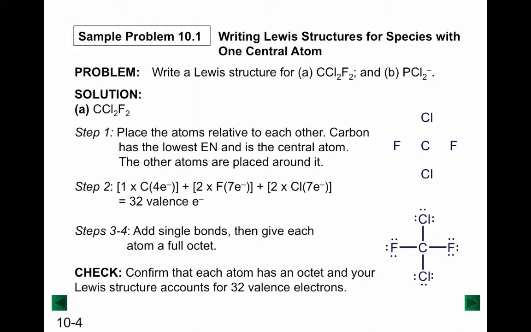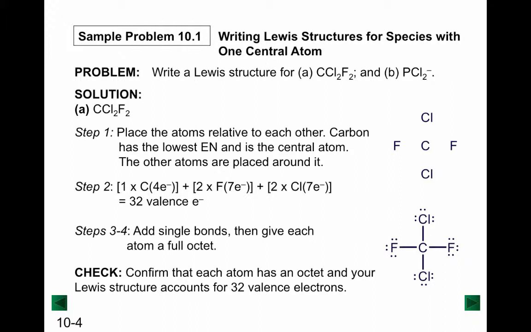Now give each of the surrounding atoms a full octet of electrons by placing electron pairs around the atom until each atom is surrounded by 8 valence electrons. Once you have done this, you are done. We have used up all the valence electrons, and each atom is surrounded by 8 valence electrons. So we are completely done.